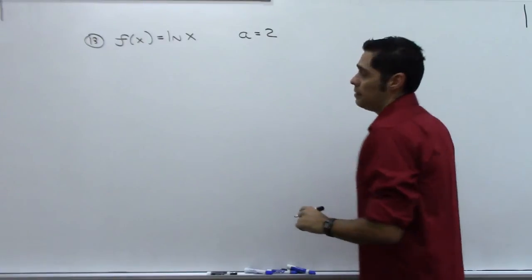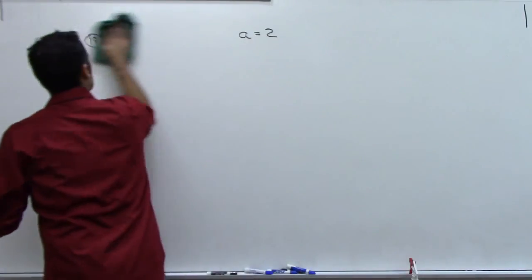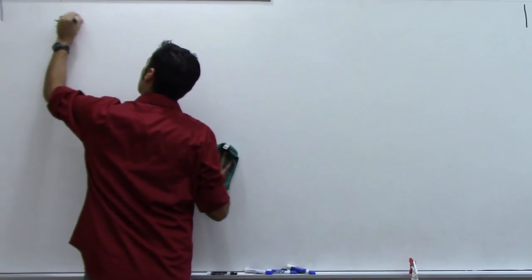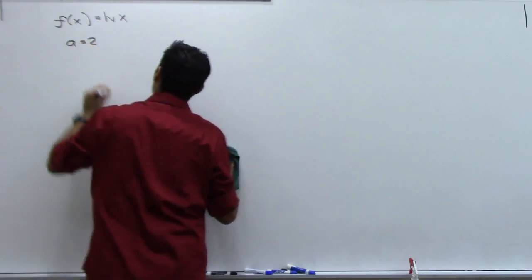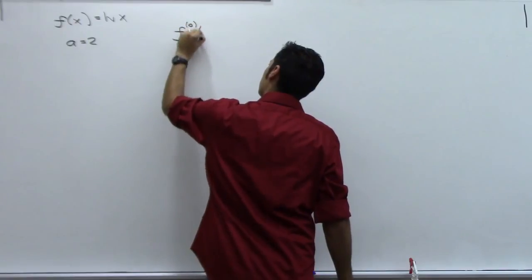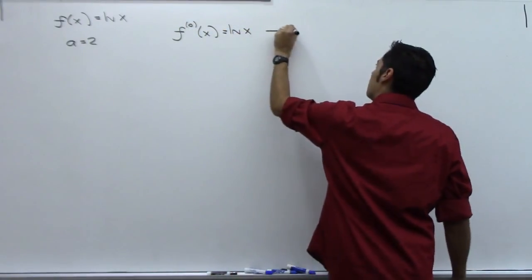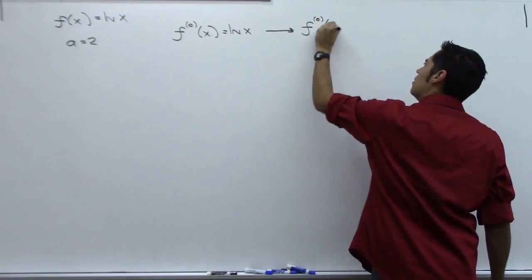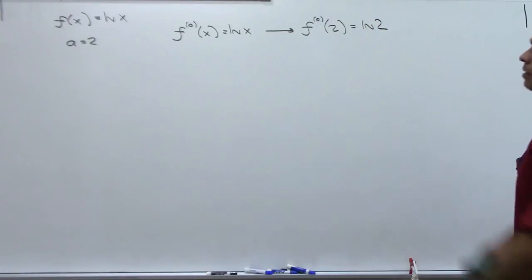All right. Now these derivatives are going to start to get kind of funky. So I think what I'll do is this. I'm going to move this over a little bit. f of x is natural log x, a is 2. So let's start looking at our derivatives. The 0th derivative is natural log x. If I take the 0th derivative and I plug in 2, I get natural log 2, which is just a number, whatever it is.